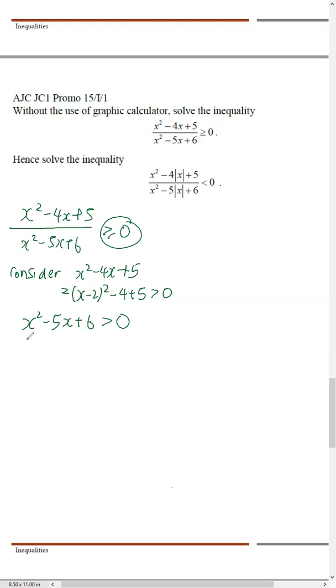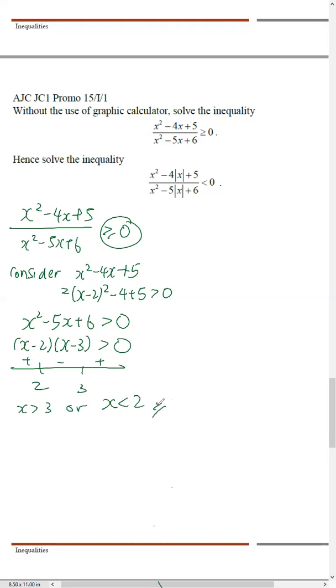From here, very simple. Just do a quick factorization, and then draw your number line. 2 and 3, positive, negative, positive. So the answer will be x more than 3 or x less than 2. Simple. So don't try to bulldoze your way through such a question. Use some logic.